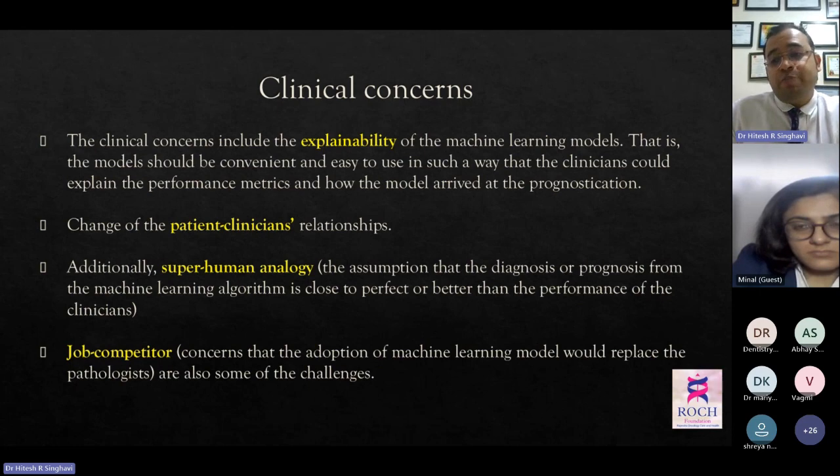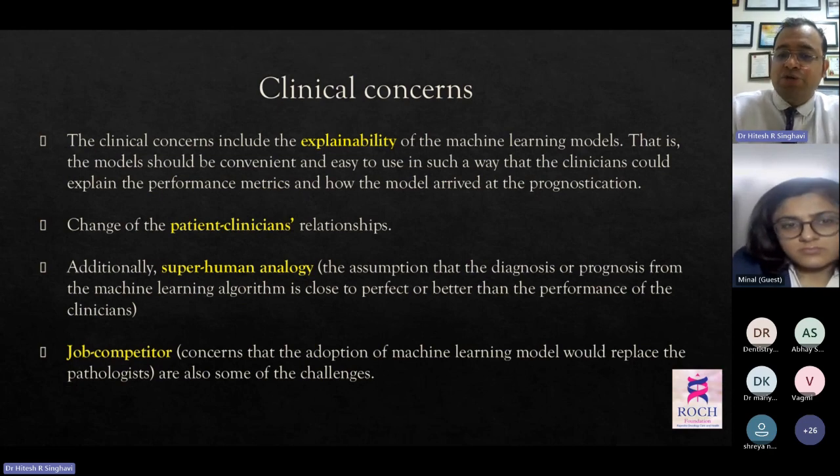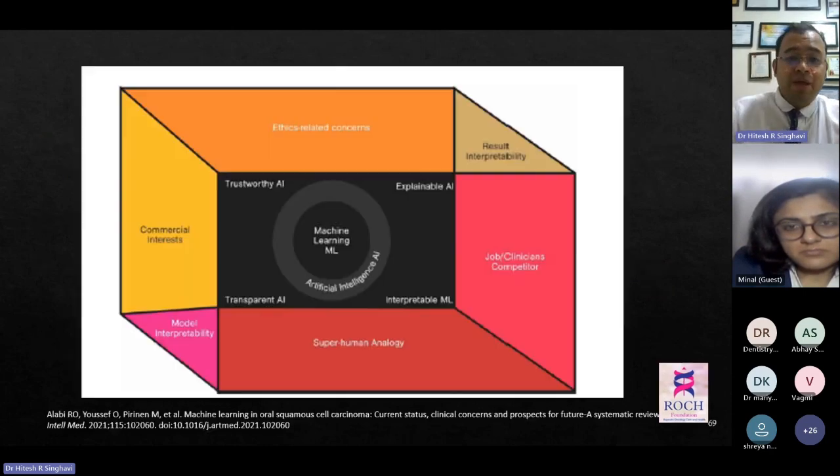Second is change of the patient-clinician relationship, where a patient will not be able to have the same kind of relationship with the doctor when AI comes in. Additionally, the superhuman analogy: the assumption that diagnosis or prognosis by the machine learning algorithm is close to perfect or even better than the performance of a clinician. And of course, job competition: the concern that the adoption of machine learning would replace the pathologist or any other clinician for that matter. Also, there are some challenges for the adaptability of AI.